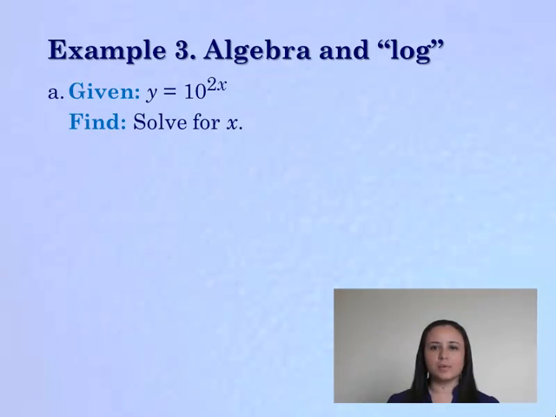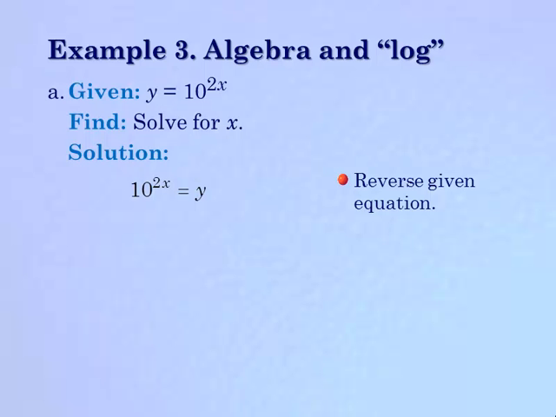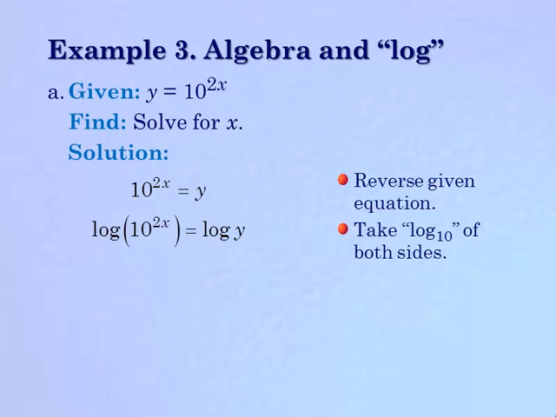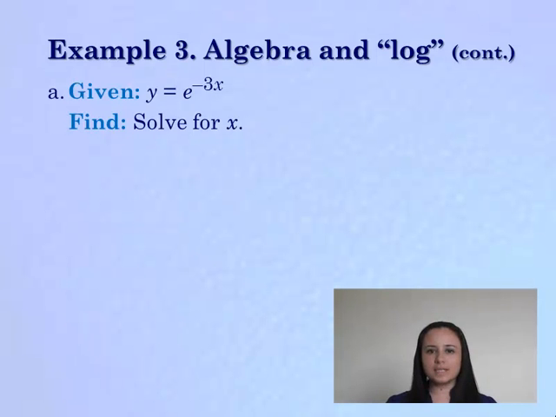So let's take a look at example 3 in your text. Say that we're given y is equal to 10 to the 2x, and we have to solve for x. The solution to that is, first, let's reverse our given equation so that we'll have x on the left side. Then we'll take the log base 10 of both sides, just like we saw in the previous slide. Take the log of this function, and it equals log of y. And the exponent will come down from the base and give us 2x is equal to log of y. Well, one more step. We have to divide both sides by 2, and x will equal log of y divided by 2.